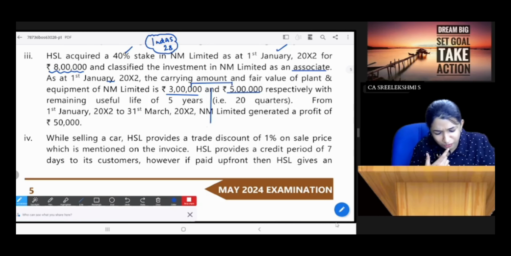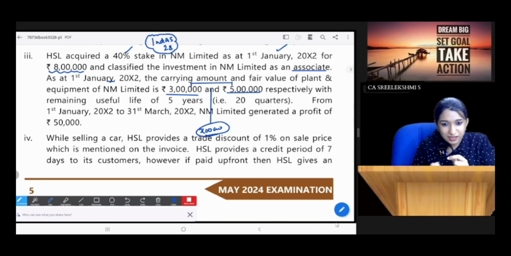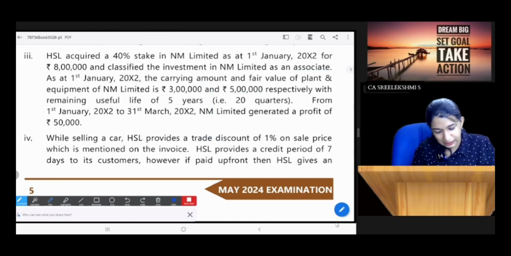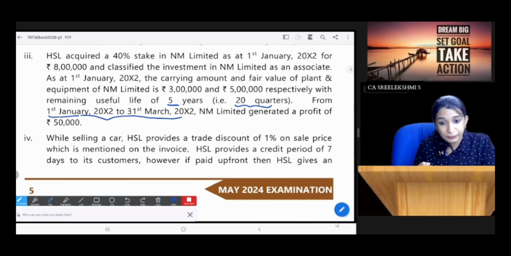Do you remember what we do? In most of the questions, this adjustment is there. So this additional cost of 2 lakhs should be spread over the remaining life. Additional depreciation will be charged. Anyway, let's see. For the remaining life of 5 years. 5 years is 20 quarters. Why are quarters given? You acquired on 1st January, and 31st March is the reporting date.